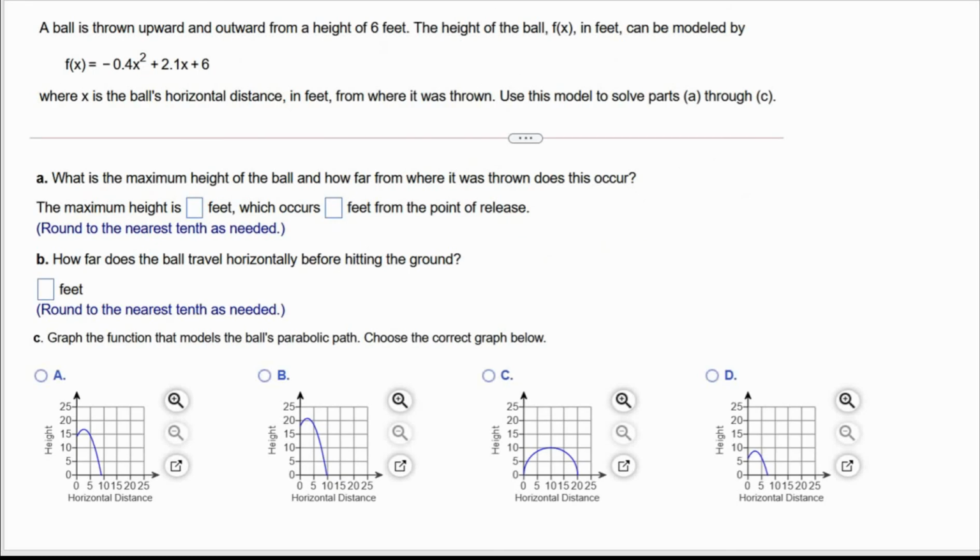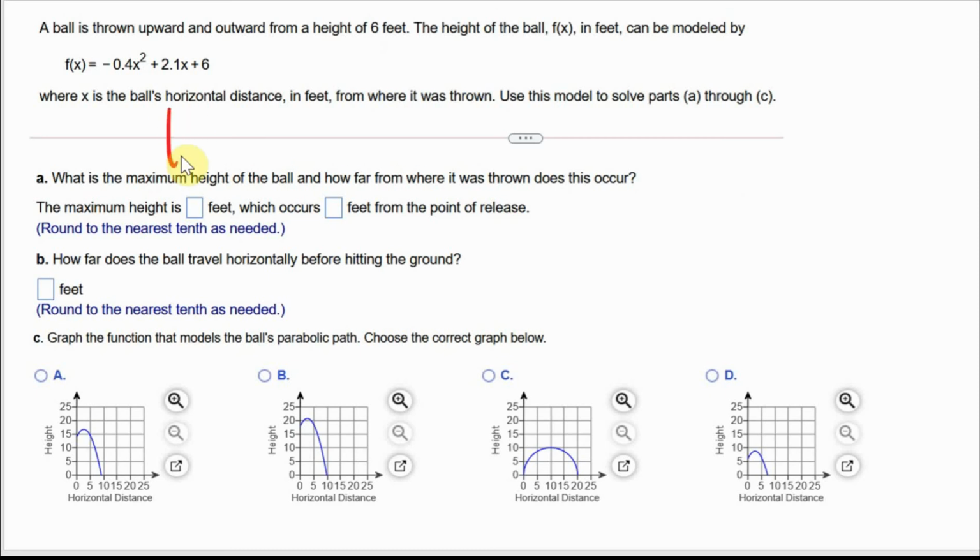Now this problem is important because this problem matches your student learning outcome. All right. So let's see what's happening here. A ball is thrown upward and outward from, now which is it? Is he throwing it up or is he throwing it out? Anyway, from a height of 6 feet. The height of the ball, f of x, in feet can be modeled by that quadratic equation, where x is the ball's horizontal distance in feet from where it was thrown.